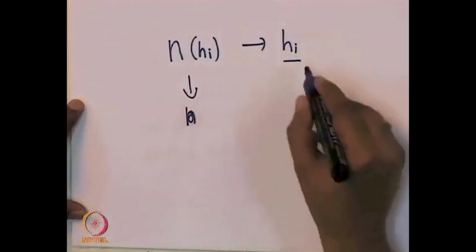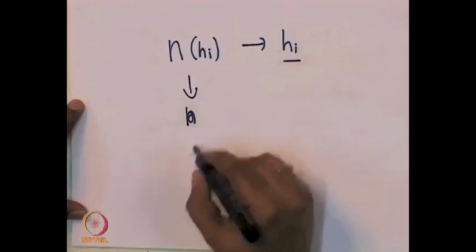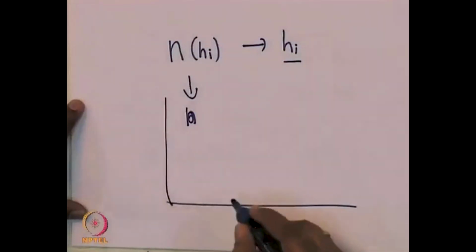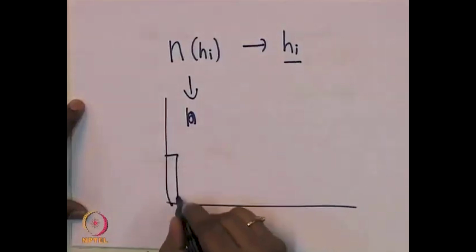So now let us say you plot this as a distribution. If you plot this as a distribution, you will have many histograms. So let us say you have a histogram.